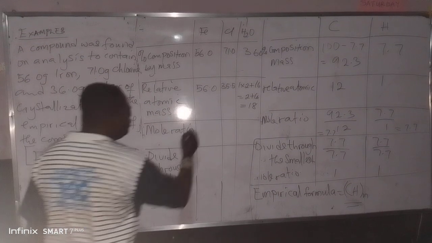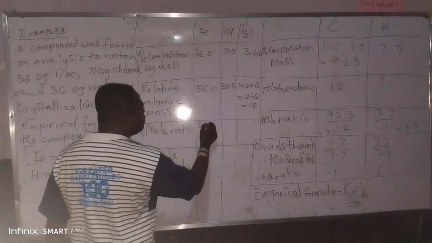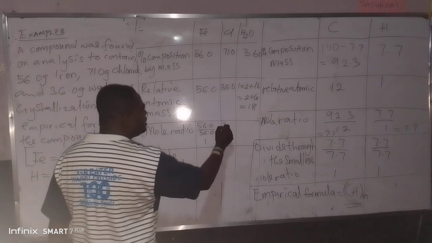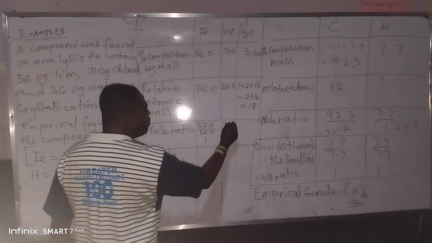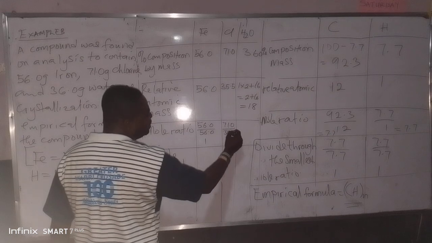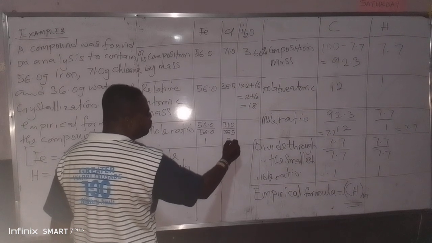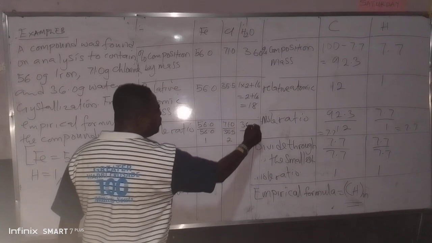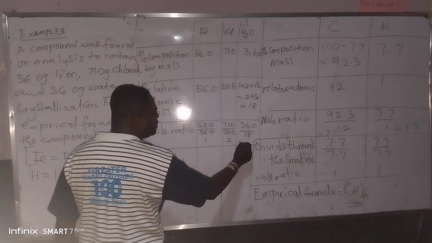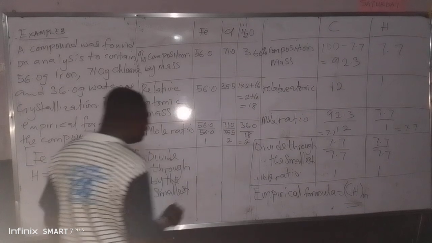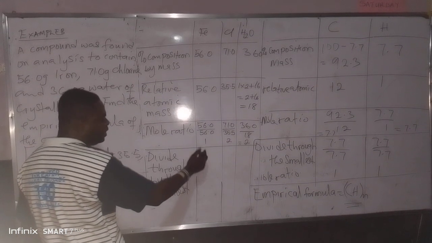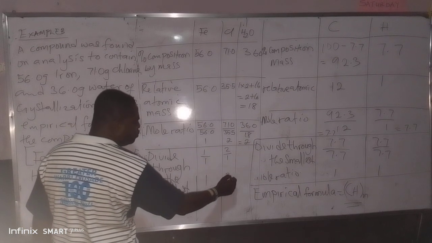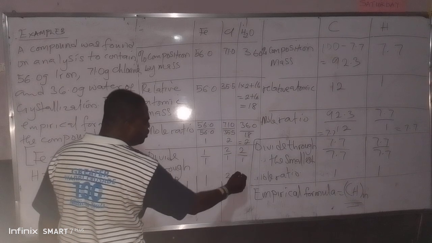Then the mole ratio will now be 56.0 over 56.0, answer is 1. Then 71.0 over 35.5, answer is 2. Then 36.0 over 18, that's also 2. What is the smallest number here? 1. Divided by the smallest: 1 over 1 is 1, 2 over 1 is 2, and 2 over 1 is also 2.